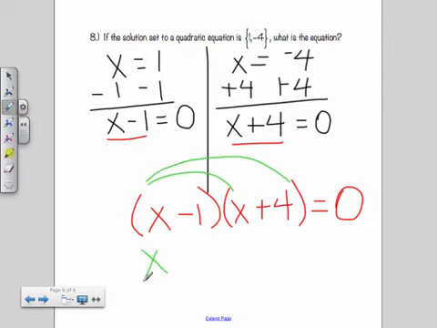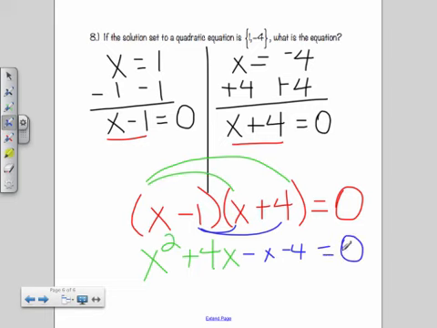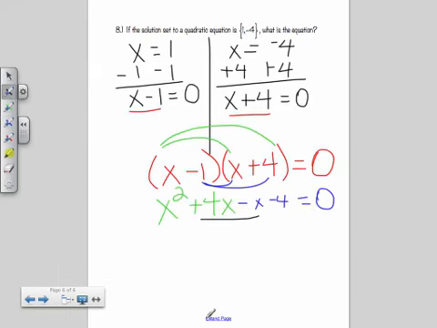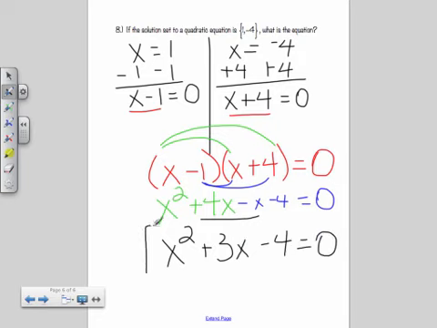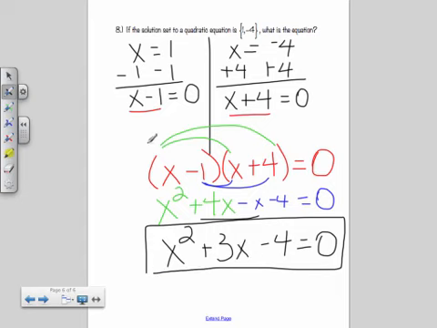So I end up getting x squared plus 4x. Take the -1, distribute it to everyone. So I get -x minus 4. And then I've got equals 0. All that's left for me to do is to combine my like terms. I end up getting x squared plus 3x minus 4 equals 0. Now let me remind you, there are several possible answers that you could get as long as when you set each factor equal to 0, you end up getting 1 and -4 as your answers.